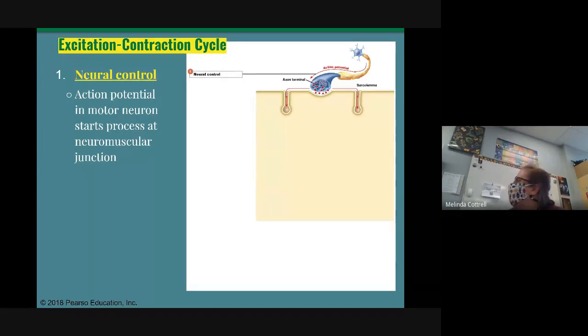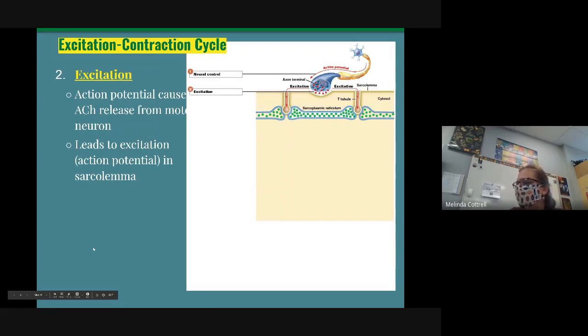Okay, so the neural control is again action potential coming down to the axon terminal. It starts everything that happens at the neuromuscular junction. The next step is excitation. This means that an action potential is causing the acetylcholine to release, and it leads to the action potential spreading to the sarcolemma.